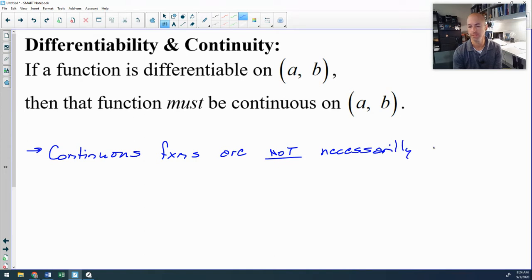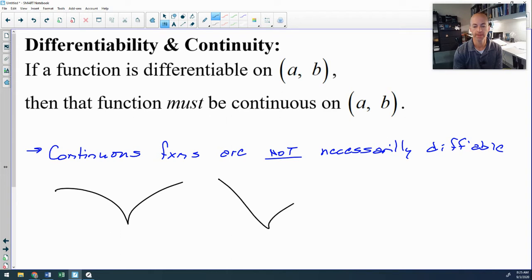And I'm going to be lazy here. I'm going to say diffable. And the best example for a continuous function that is not differentiable would be a function with a cusp. It could be the absolute value of x. But those are continuous functions. However, you are not differentiable at a cusp. So if they tell you the function's continuous, it may not be differentiable.